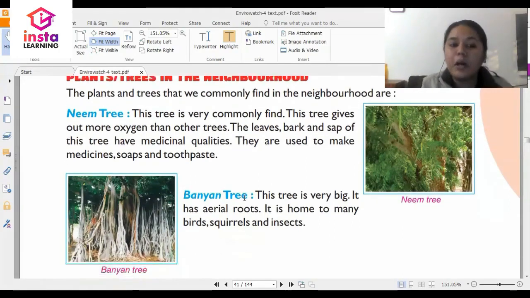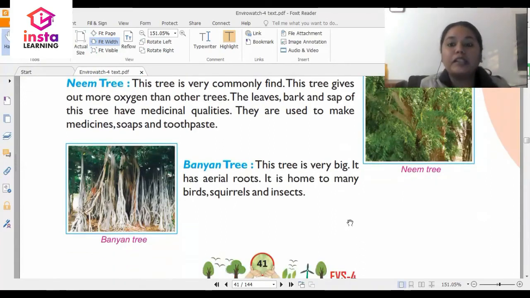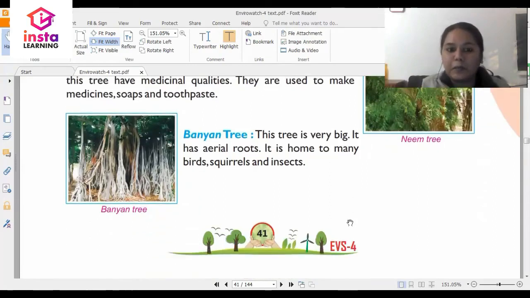Then you have the banyan tree. Remember in the previous chapter we read about the banyan tree. What kind of roots does it have? The aerial roots. This tree is very big and it has aerial roots. It is home to many birds, squirrels and insects.